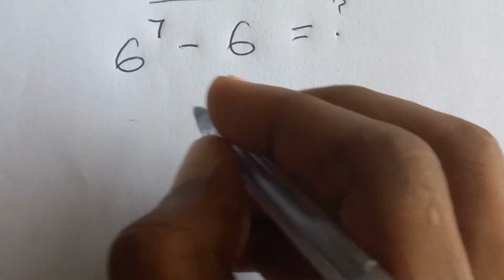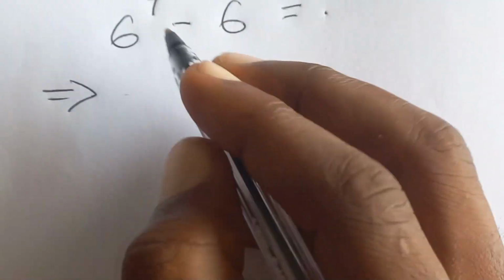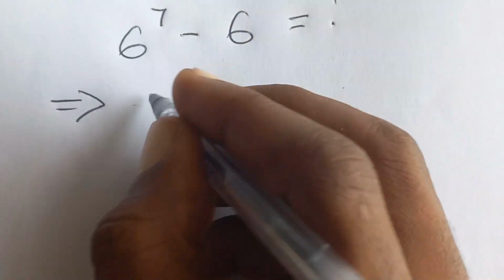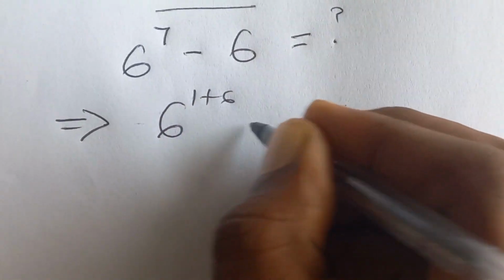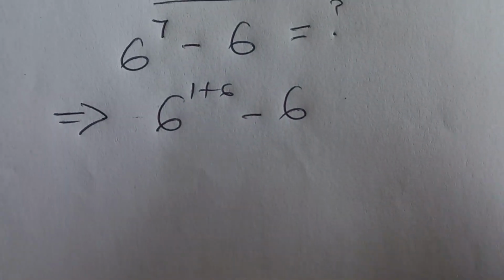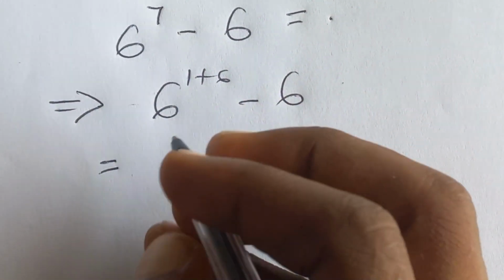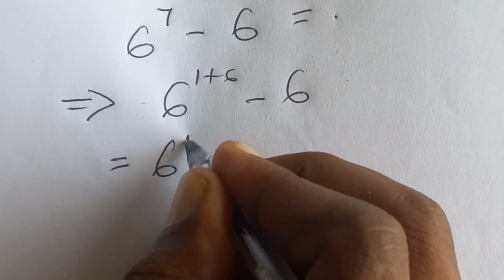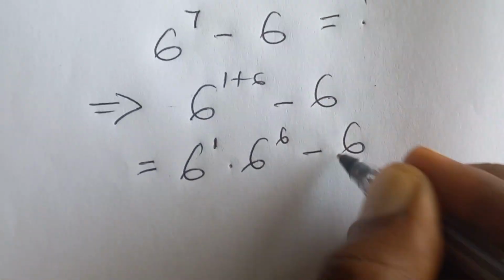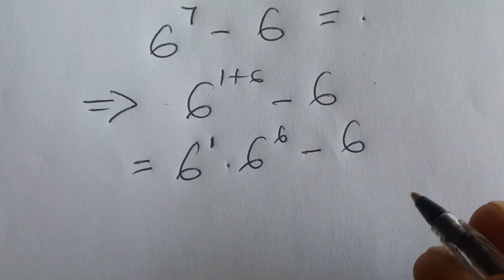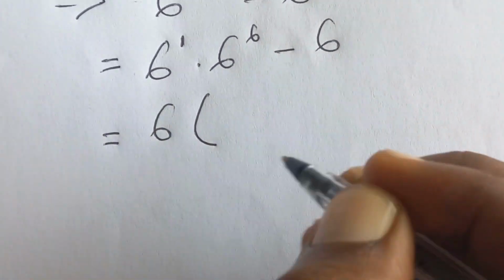So this can say that it is equal to, so consider 6 exponent 7. Can we write it as 6 exponent 1 plus 6 plus 6? Okay. And this in algebra, you can rewrite as 6 exponent 1 multiplied by 6 exponent 6 minus 6. Okay. And it's the same as 6 into brackets.